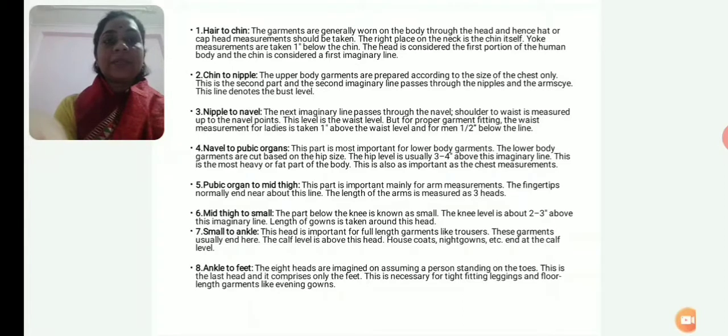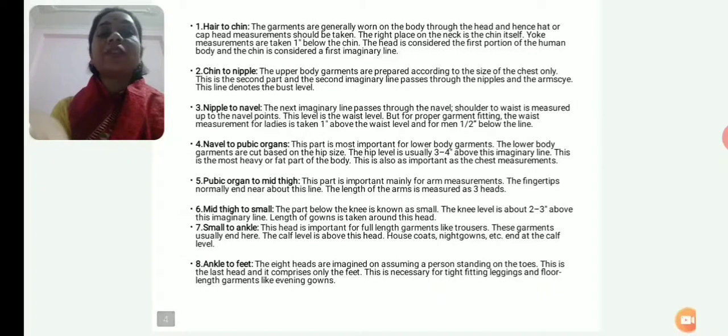Third one is nipple to navel or apex point to navel. The next imaginary line passes through the navel. Shoulder to waist is measured up to the navel point. This level is the waist level, but for proper garment fitting, the waist measurement for ladies is taken 1 inch above the waist level, and for men half an inch below the waistline.